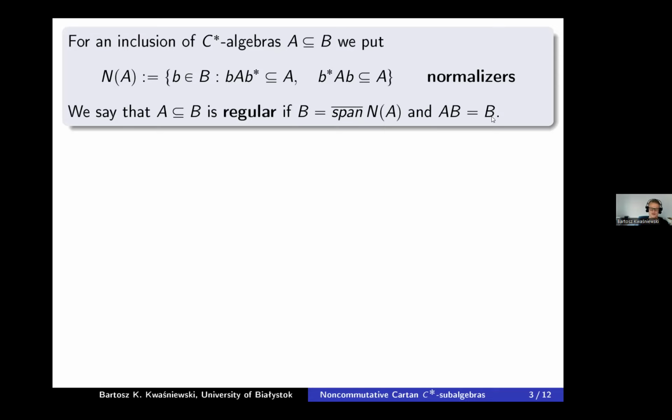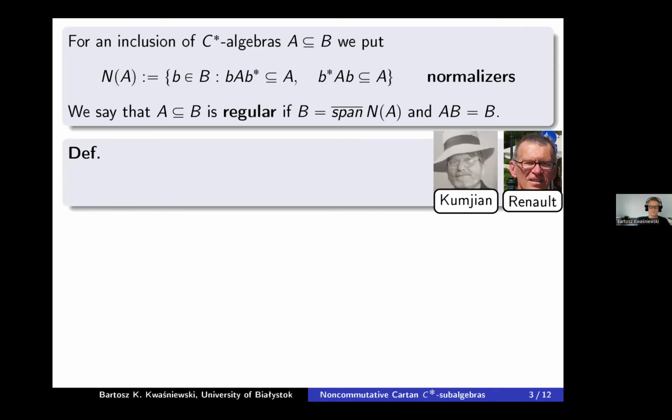So this thing here says that the approximate unit for A is an approximate unit for B. For abelian inclusions, David Pitts showed recently that this is superfluous, this is automatic. For non-commutative inclusions, I'm not sure whether this is known.